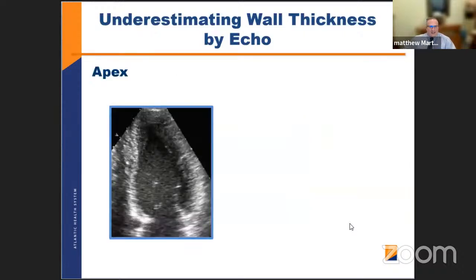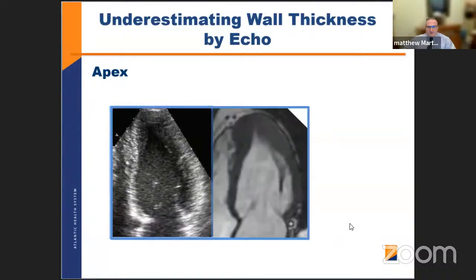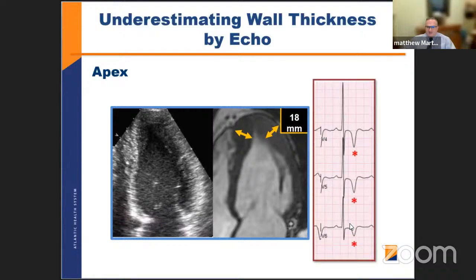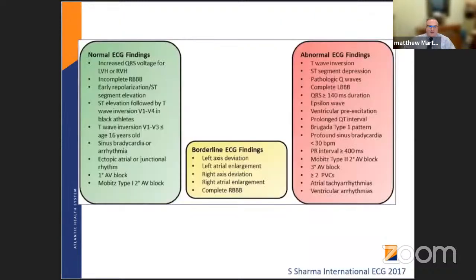We know well in apical hypertrophic cardiomyopathy, the echo can often underestimate compared to cardiac MRI. This ended up being nearly 20 millimeters, but we suspected that based on the T-wave inversions by the ECG. So putting it all together, deep T-wave inversions with ST depressions all the way out through V6, high index of suspicion, international criteria very clear about this group. You've got to be worried about it.